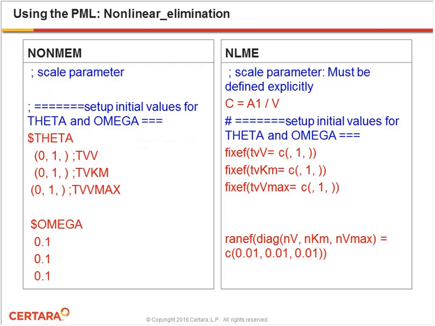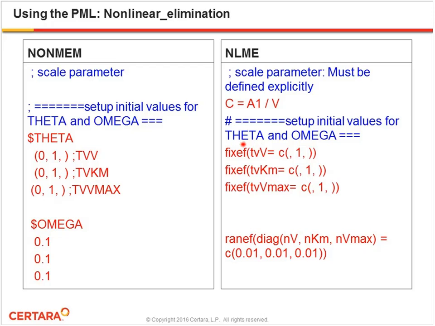Okay, then the next slide is the theta and omega tables. And these are just in indexed order. So theta 1 is a typical value for volume. And in this parenthesis, you have the lower boundary, the initial estimate, and there's no upper boundary. It's a lower boundary and the upper boundary, sorry. And the same for theta 2, which is a typical value for Km, and theta 3, typical value for Vmax.